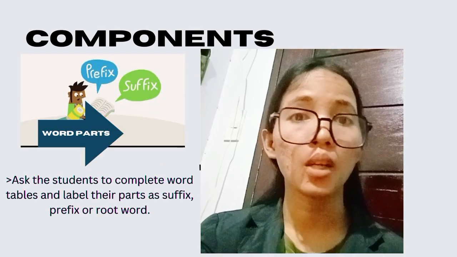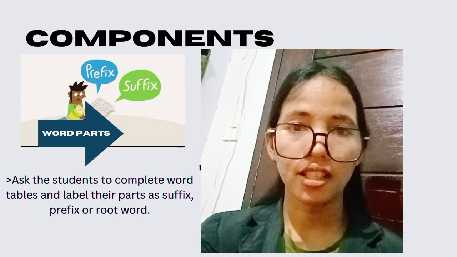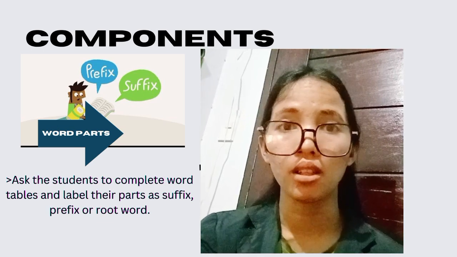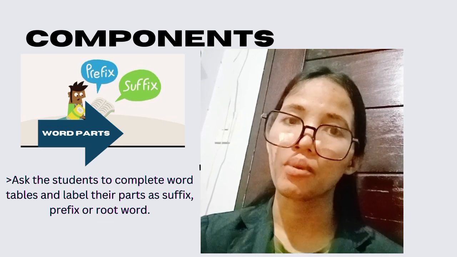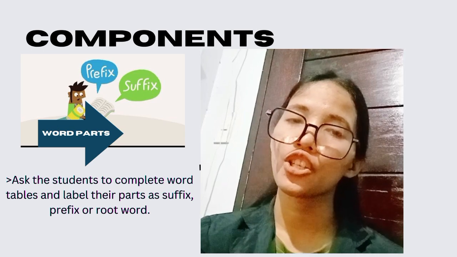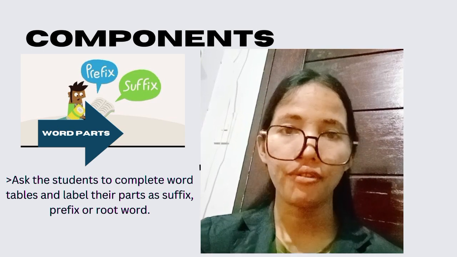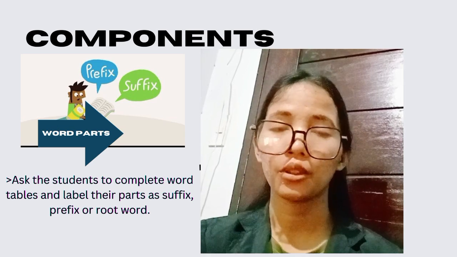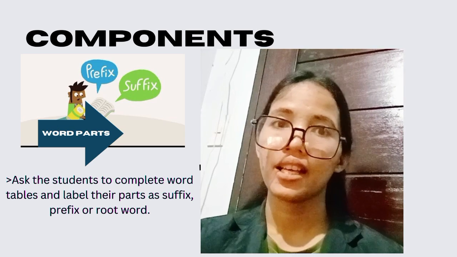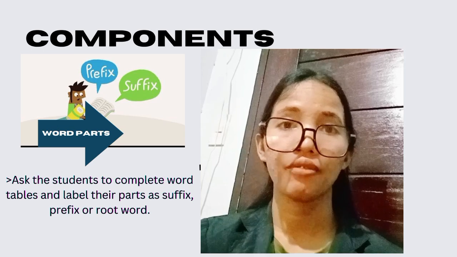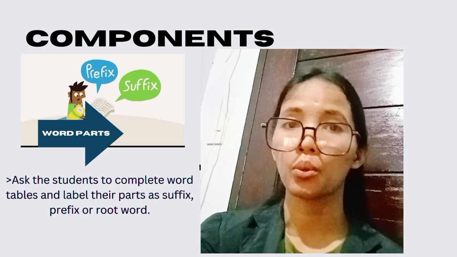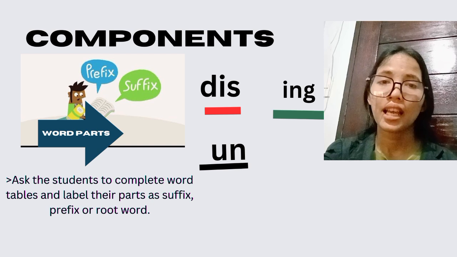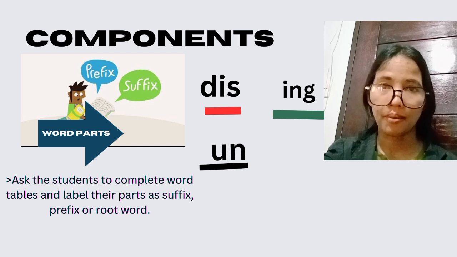The next is the word parts. In word parts, you can ask the students to complete word maps or word tables or word bags. In this way, you can also teach them the suffix, prefix, or root words. You have to label each part, or have them label where the suffix is, where the prefix is, or where the root word is. I have this example, the prefix an and the suffix in.